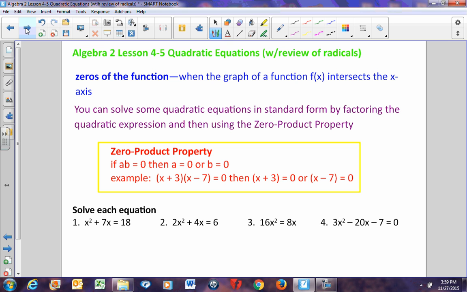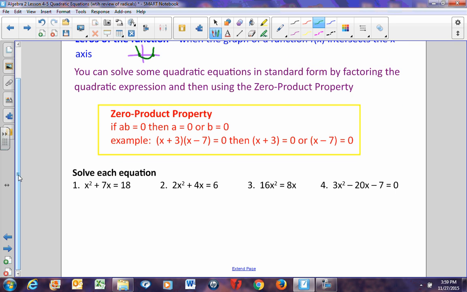For example, if I had a graph that looked like this, there's my x and y axis, and let's say my graph looks like this, the two places where I have the two green dots here are the zeros of the function because that's where they intersect with the x-axis. You can solve some quadratic equations in standard form by factoring the quadratic expression and then using what we call the zero product property. The zero product property basically says if a times b equals 0, then either a equals 0, b equals 0, or they both equal 0.